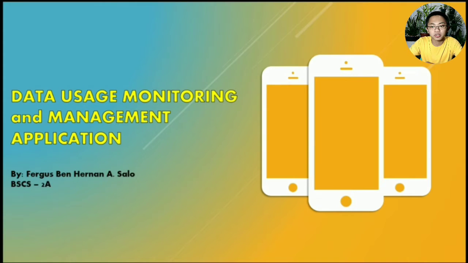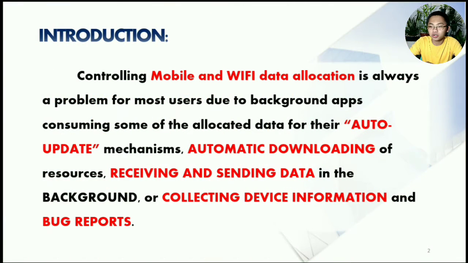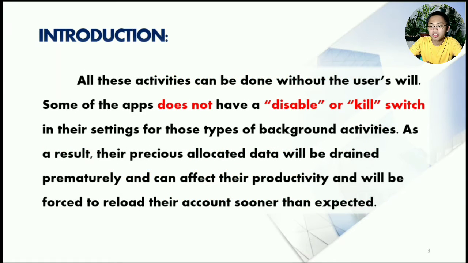So my topic is all about data usage monitoring and management. So this will be the duty and the purpose of my Android application. Controlling mobile and Wi-Fi data allocation is always a problem for most users due to background apps consuming some of the allocated data for their auto-update mechanisms, automatic downloading of resources, receiving and sending data in the background, or collecting device information and bug reports. All these activities can be done without the user's will.